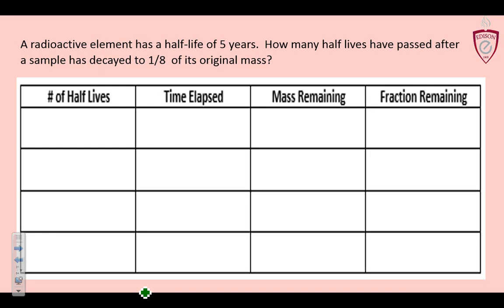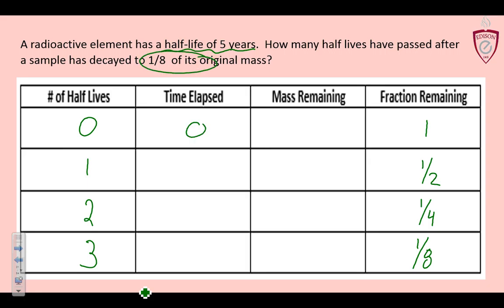So 2 more and we're done. Filling out our knowns, a radioactive element has a half-life of 5 years. How many years have passed after the sample has decayed to 1/8? So you see 1/8, I've got to go all the way down to 3. So I'm going to start at 0 time elapsed, then 5, add 5 more is 10, add 5 more is 15. At 15 years, 1/8 will be remaining.